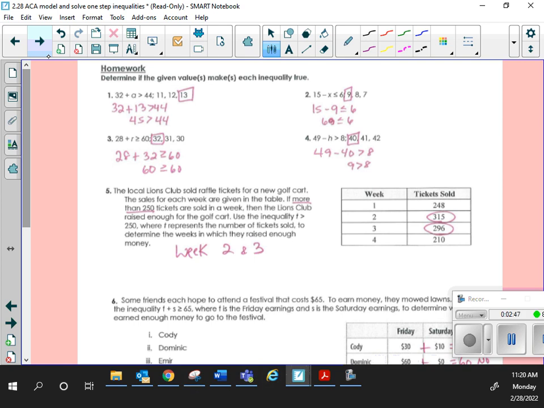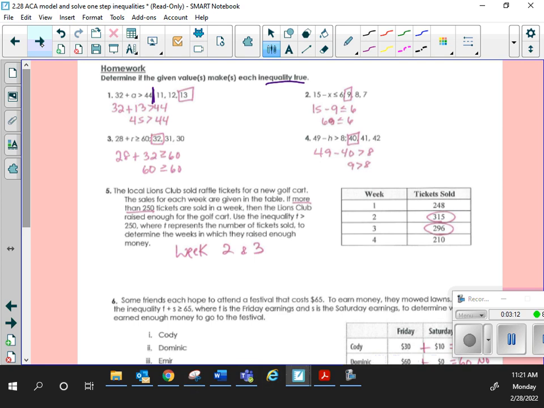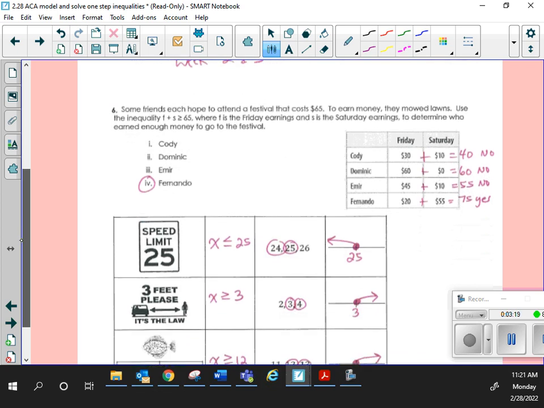We were just determining which ones make it true, so we were plugging them in. Again, that semicolon breaks it up. If I have the inequality 32 plus 8 is greater than 44, which numbers made it true? Only 13, and that first one made it true. Can inequalities have more than one answer? Yes, they can. If we look back, we had several numbers who made it true. That is a big difference between equations and inequalities. Okay, anything else? All right.